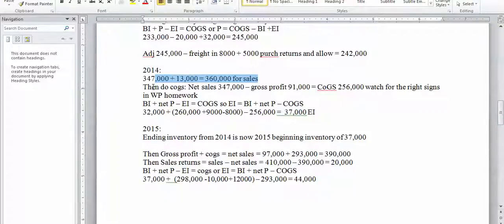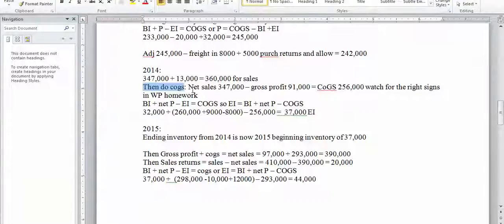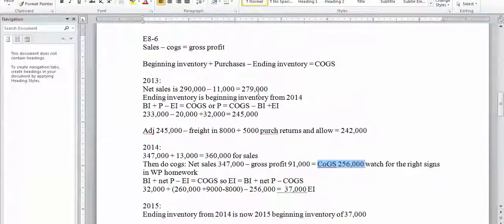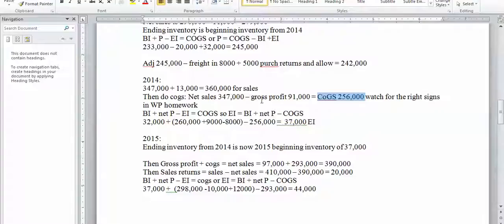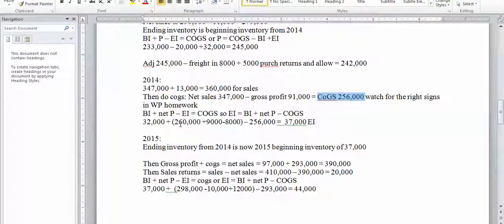So we got that number real easy. Then we'll do cost of goods sold. To do that, we take sales minus the gross profit equals cost of goods sold, because if we take sales minus cost of goods sold, we get gross profit. We can switch these over algebraically and do sales minus gross profit to give us the cost of goods sold. So we know the cost of goods sold. And watch out for the signs, meaning positive or negative, when you're doing your homework.